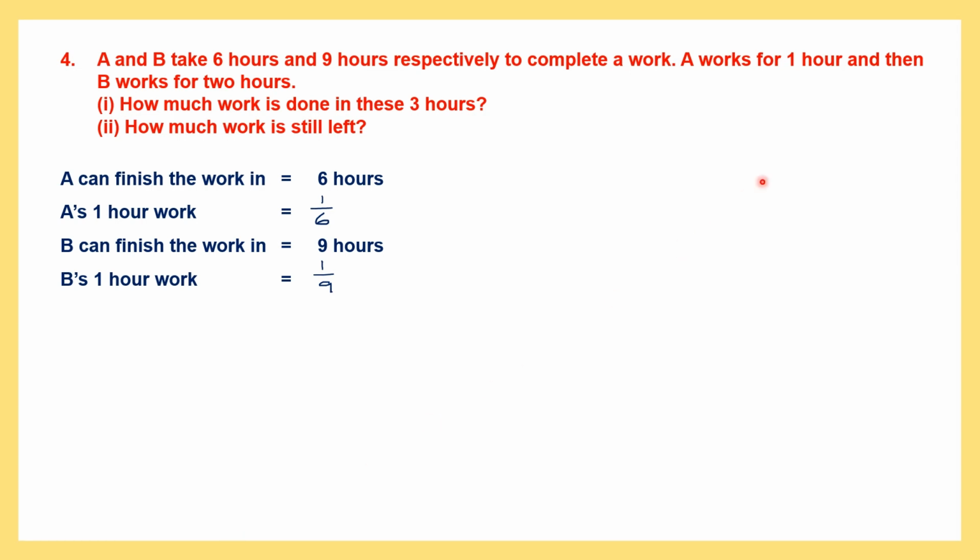So here what is the question? Say A works for 1 hour. So now we know A works 1/6 for 1 hour. And then they say B works for 2 hours. But now we have only 1 hour work of B. So we have to find B's 2 hours of work. So B's 2 hour work will be this 1 hour work into 2. So that will be 1 by 9 into 2. So here there's nothing that we can cancel. So we multiply the numerator. So that will be 2 and the denominator is 9. So B's 2 hour work is 2 by 9.